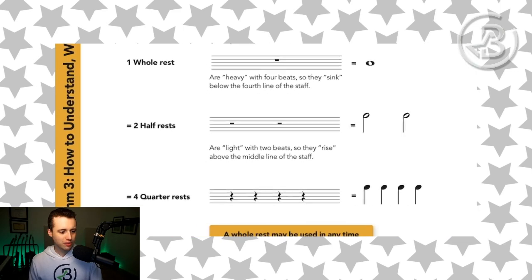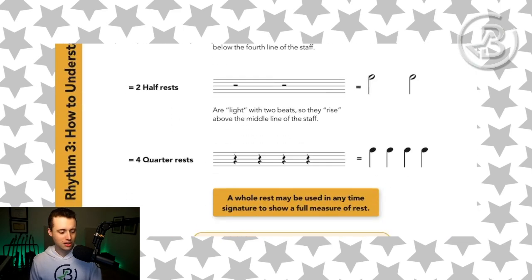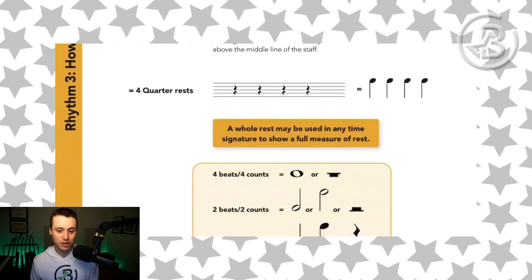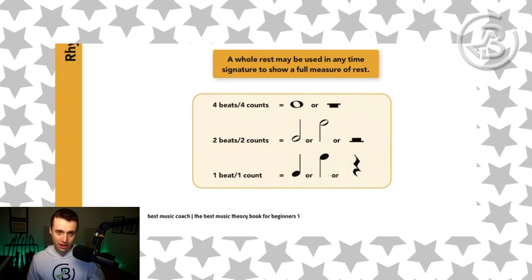Now, there's an interesting piece of information I'm going to bring up to you several times over the next several lessons, and that is a whole rest can be used in any time signature to show a full measure of rest or a full measure of silence. I'll go into that more in depth the next time you hear it, but I want to plant the seed so you really start to get that one. So let's do a quick comparison here. 4 beats or 4 counts, that's either going to be a whole note or a whole rest. 2 beats or 2 counts, that's going to be a half note, stem up, half note, stem down, or a half rest. And 1 beat or 1 count is going to be a quarter note, stem up or stem down, or a quarter rest. I'll see you in the next lesson.